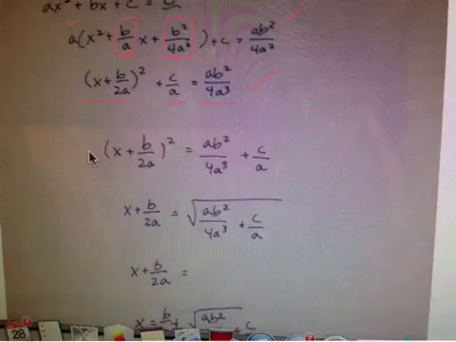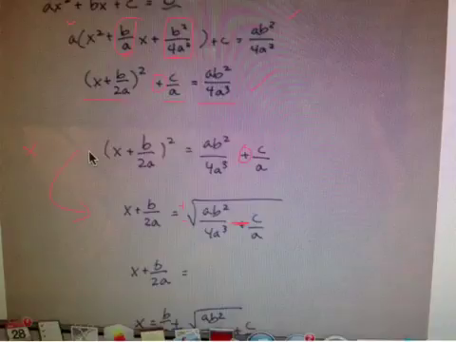And let's see, there's a small mistake on this line here, where this should have been subtraction. So this should be minus. And from this line down, when you took the square root, it should be plus or minus.